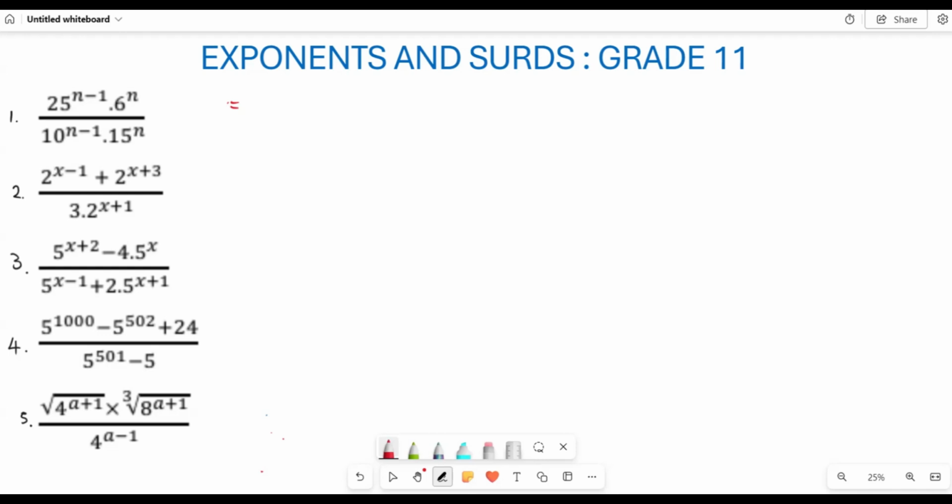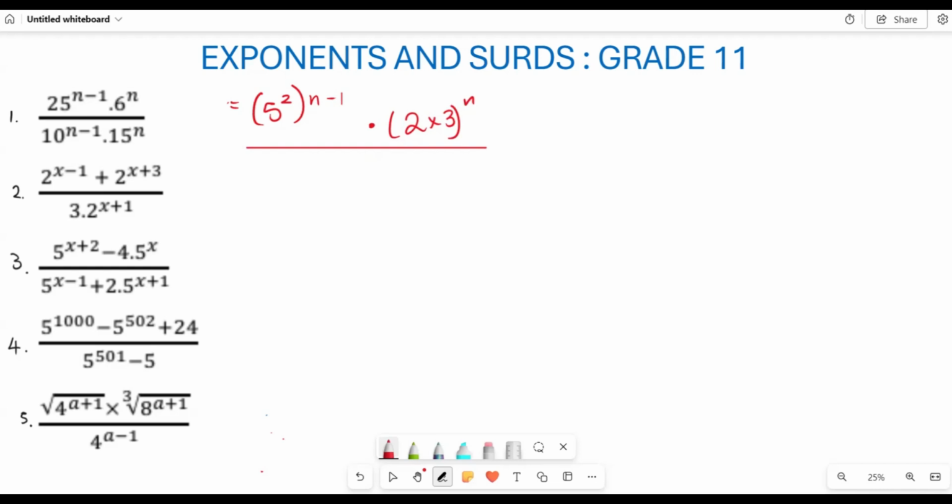How do you write this in factor form? You're going to say, what is 25? For example, 25 is given by 5 squared, so this is 5 squared to the power of n subtract 1, multiplied by now 6. When you say 6, you press the equal sign in your calculator, press shift, then factor, and you realize that 6 is made by 2 multiplied by 3, which means this is 2 multiplied by 3 to the power of n.